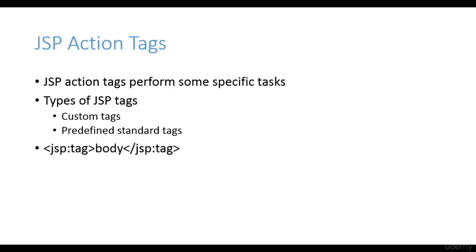JSP tags do not use tags like scriptlets or expressions, but use the angular bracket character only, like in XML. A JSP tag is somewhat like an HTML tag. There are two types of JSP action tags: predefined standard tags or loaded from the external tag library, and custom tags which you can develop yourselves, which means that JSP provides an ability to extend its existing tags to create our own tags.